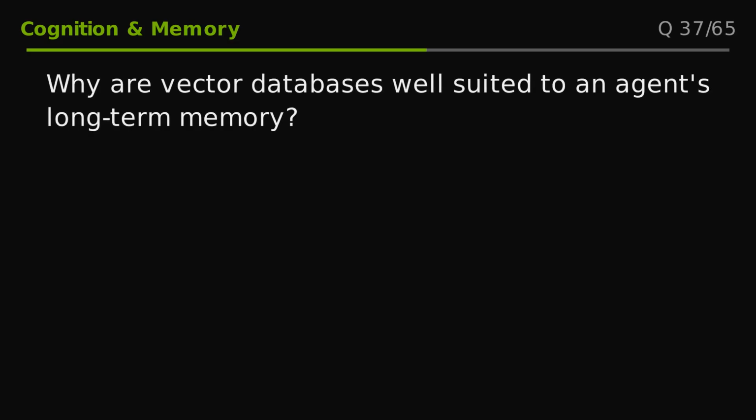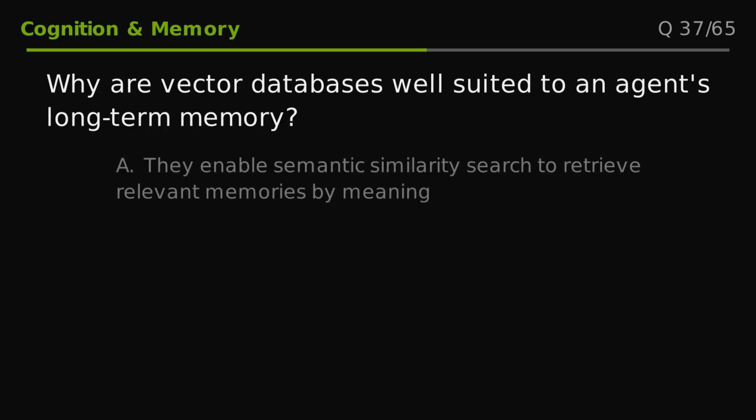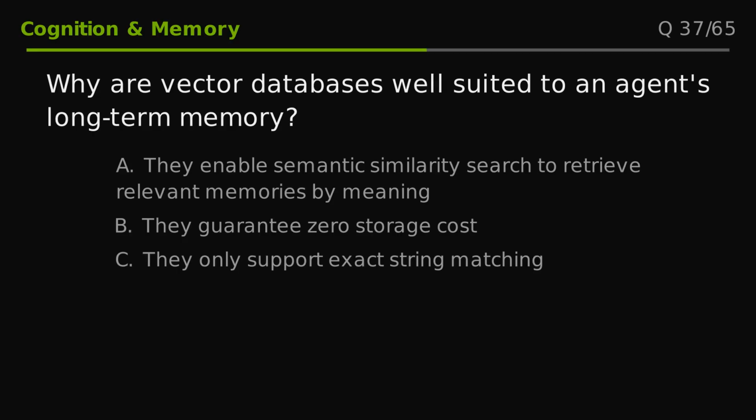Question 37. Why are vector databases well suited to an agent's long-term memory? Option A. They enable semantic similarity search to retrieve relevant memories by meaning. Option B. They guarantee zero storage cost. Option C. They only support exact string matching. Option D. They encrypt all data by default.